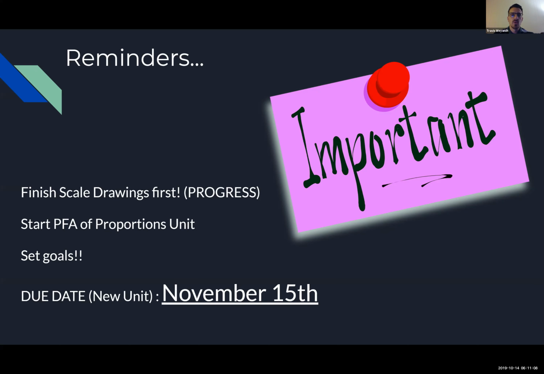Continue to set goals. It is crucial that you set goals, especially when you start a new unit and you're not as busy as you were ending the other unit. You kind of get relaxed. So make sure that you're setting goals and working in this unit and getting off to a good start. Again, the due date for this is November 15th. That seems like so far away, but we need to keep that in the back of our mind as things do creep up fairly quickly, as we noticed with the first unit. So keep that in your mind.